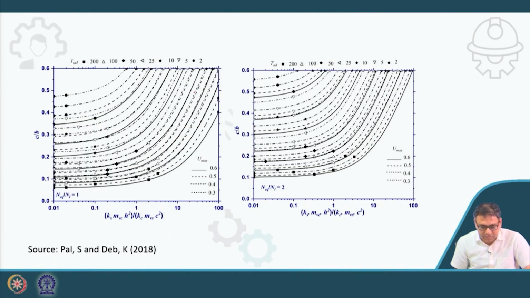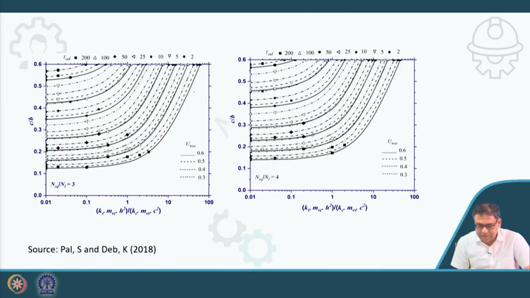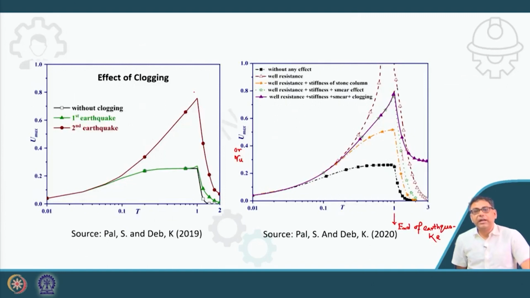Now, based on that, some design charts are also being developed. So in the next class, I will discuss an example problem, and I will show you how these parameters can be incorporated in the design of a stone column improved ground, for both Seed and Booker approach, without considering any effect and considering the effects, and then you will see how much difference will come in the design parameter. Thank you.